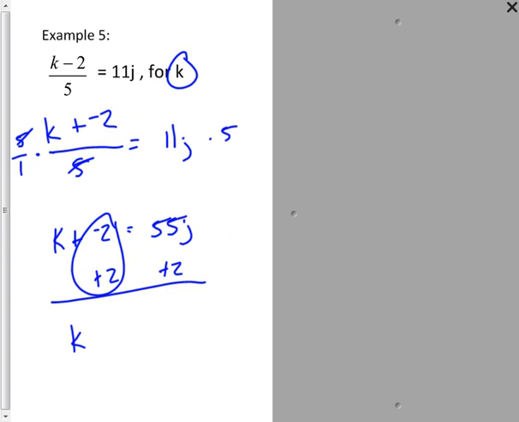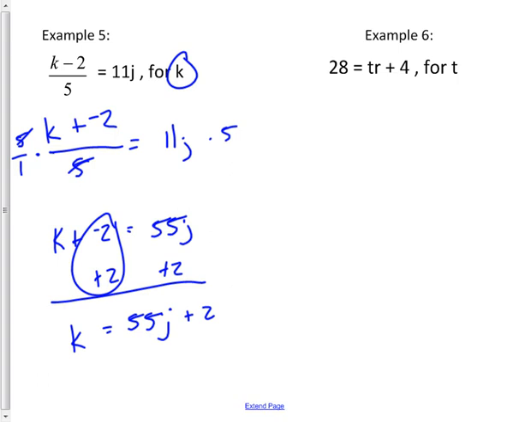So k is equal to 55j plus 2. All right, so this would be our way to solve this equation for k. Notice we don't actually have an answer. We're just setting up to solve for a different letter. All right, in example 6, we want to solve for t.